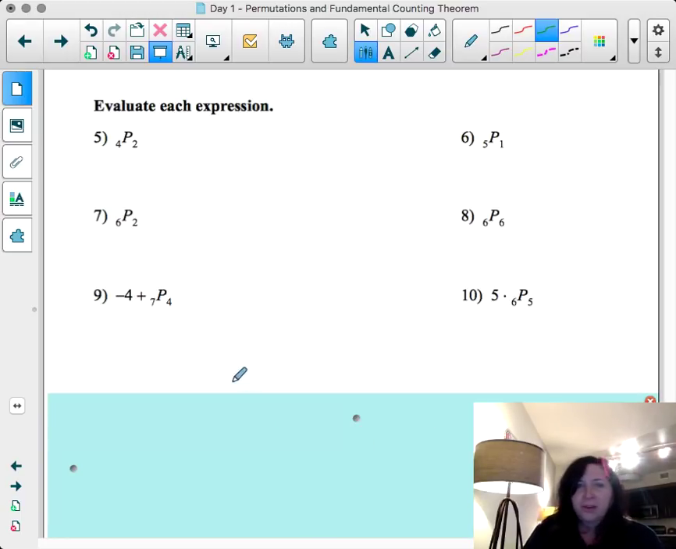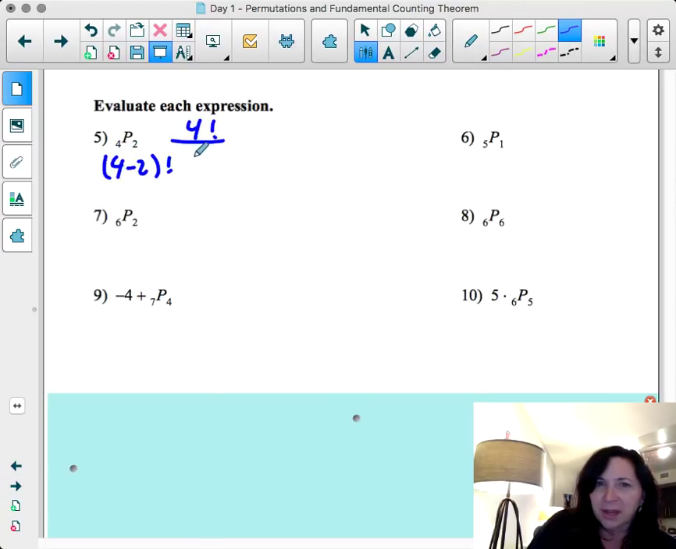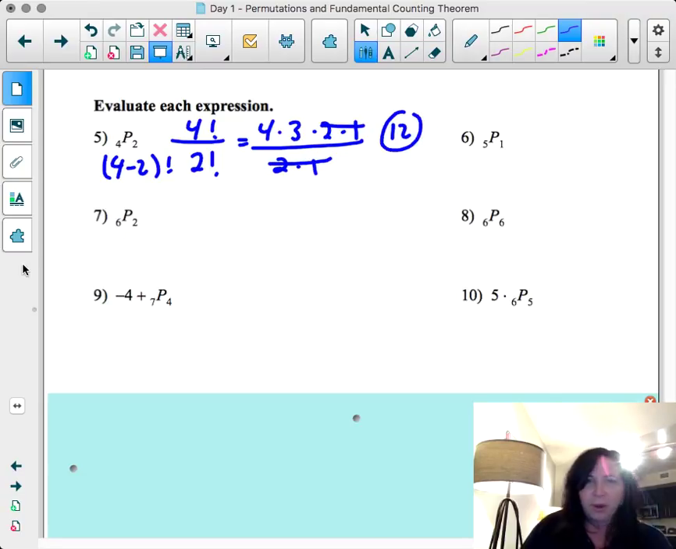You've got to try to do these problems. If you're working on these, you should pause the video so you can work them out. So we have 4 factorial over 4 minus 2 factorial, which becomes 2 factorial. So we go 4, 3, 2, 1 over 2, 1. These cancel. 4 times 3, 12.